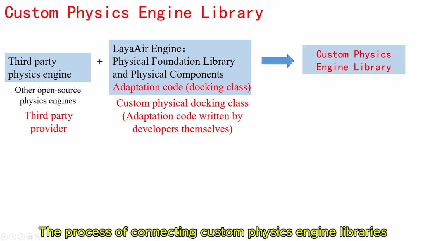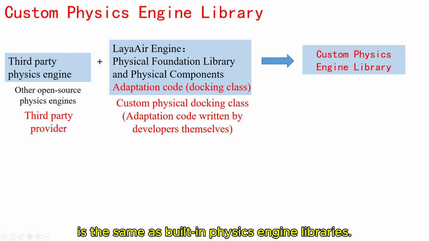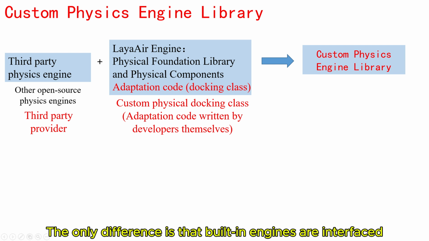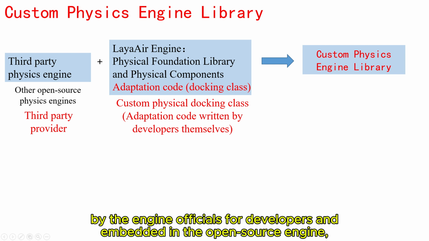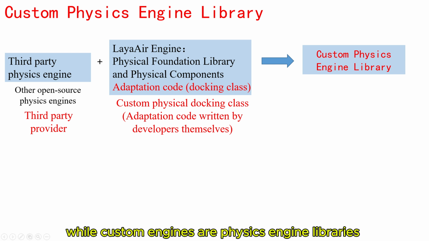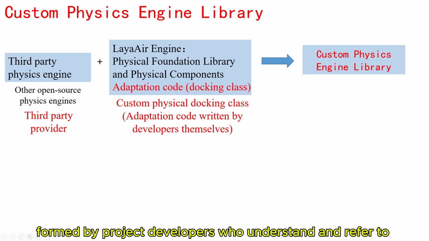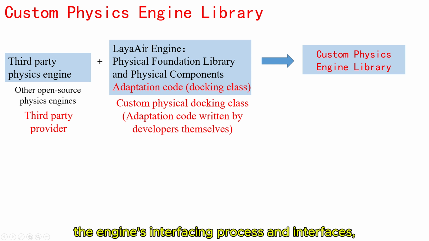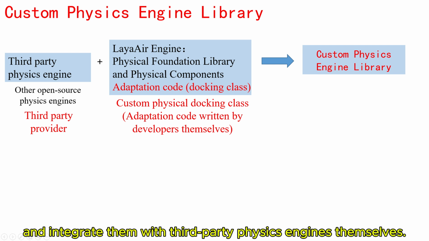The process of connecting custom physics engine libraries is the same as built-in physics engine libraries. The only difference is that built-in engines are interfaced by the engine officials for developers and embedded in the open-source engine, while custom engines are physics engine libraries formed by project developers who understand and refer to the engine's interfacing process and interfaces, and integrate them with third-party physics engines themselves.